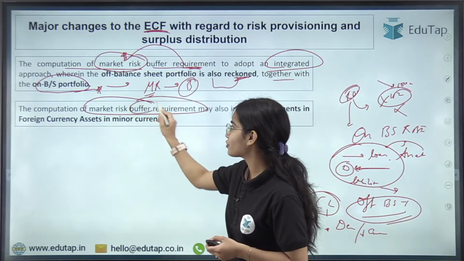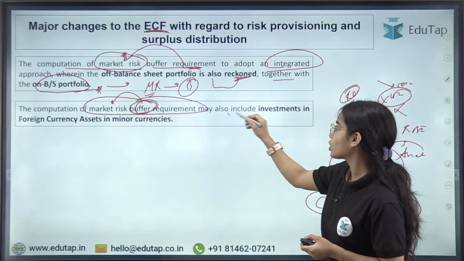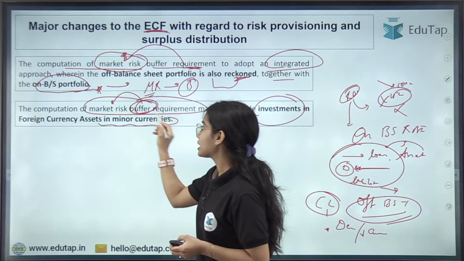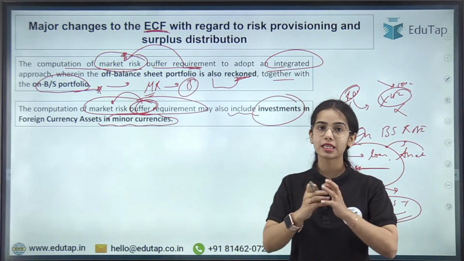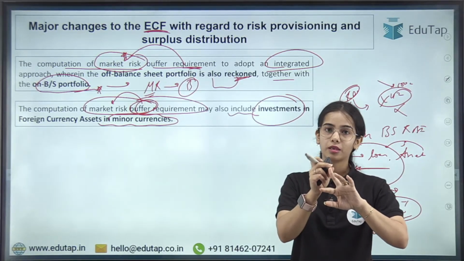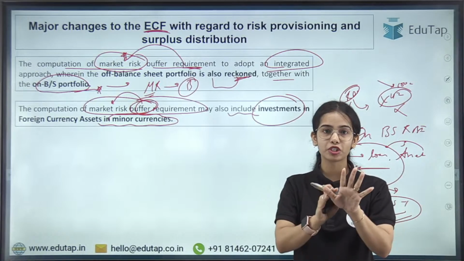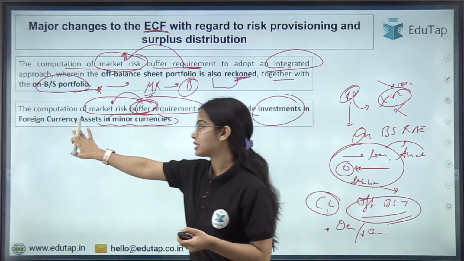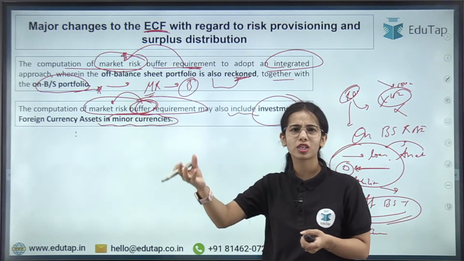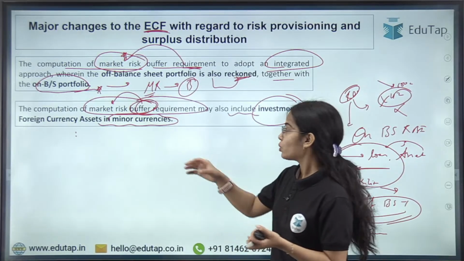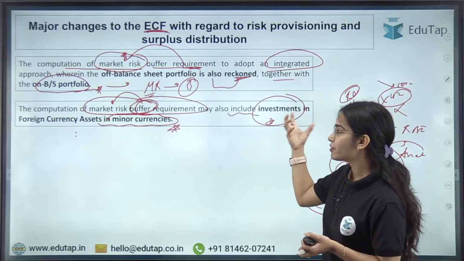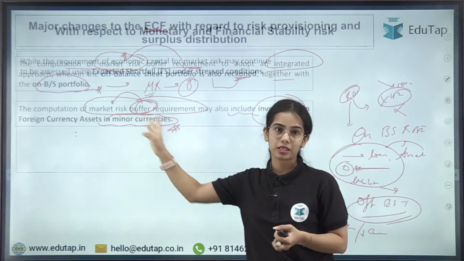So how much of the buffers have to be maintained for the market risk? This will also include the investment that the RBI is doing in the foreign currency asset in minor currencies. The major currencies are the 5 currencies: the Chinese renminbi, the Japanese yen, pound sterling, euro, dollars. They are the 5 major currencies that are kept in the foreign currency asset. But in the foreign currency asset, the RBI is also keeping some minor currencies, some small currencies of the different countries around us. So even those, the computation of the market risk buffer requirement may also include investment that is done in the minor currencies.